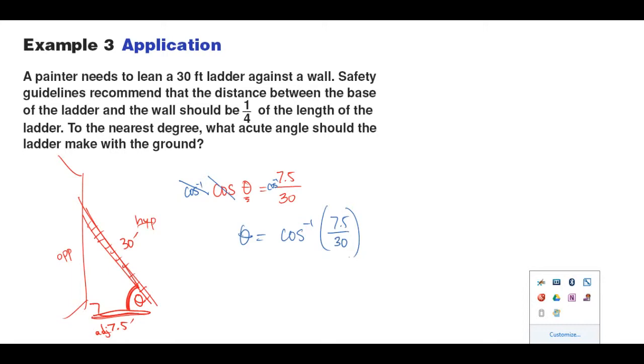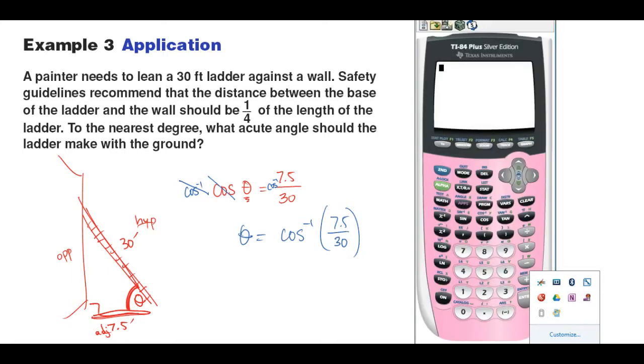Now you're saying, I don't know what that is. Well, that's why we got these fancy calculators, right? And so if I go over here to my calculator, and if you look at the cosine button in blue, right above it is an arc cosine button. So second cosine, notice it puts arc cosine. I put 7.5 or 75. No, don't do that. 7.5 over 30, and you then close that and you hit enter.